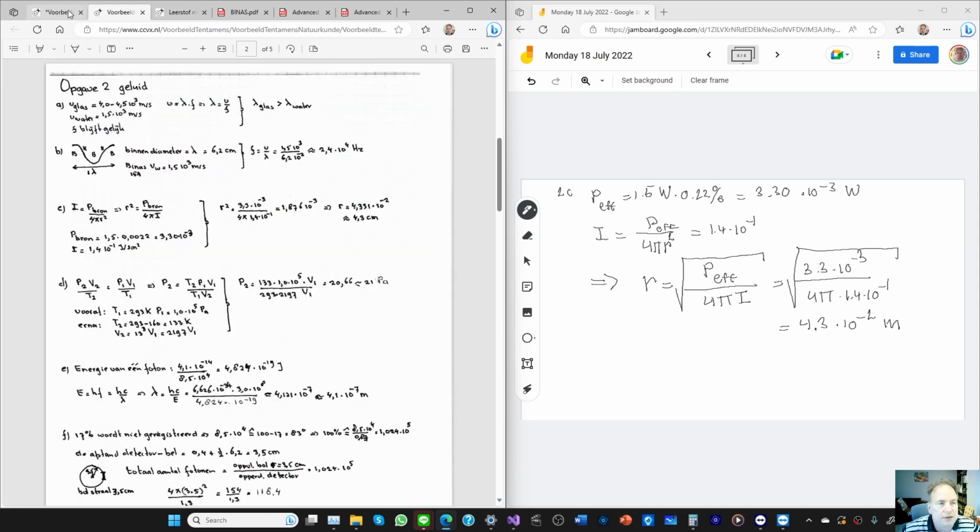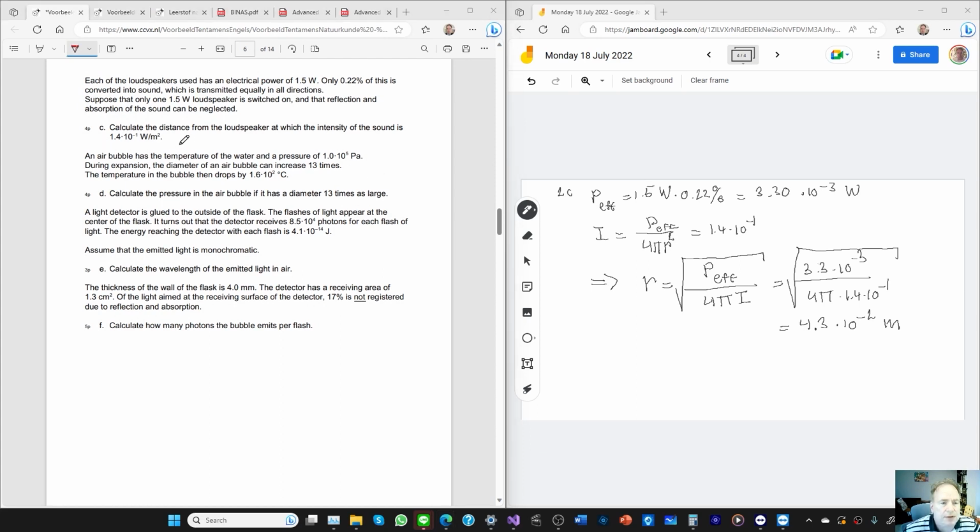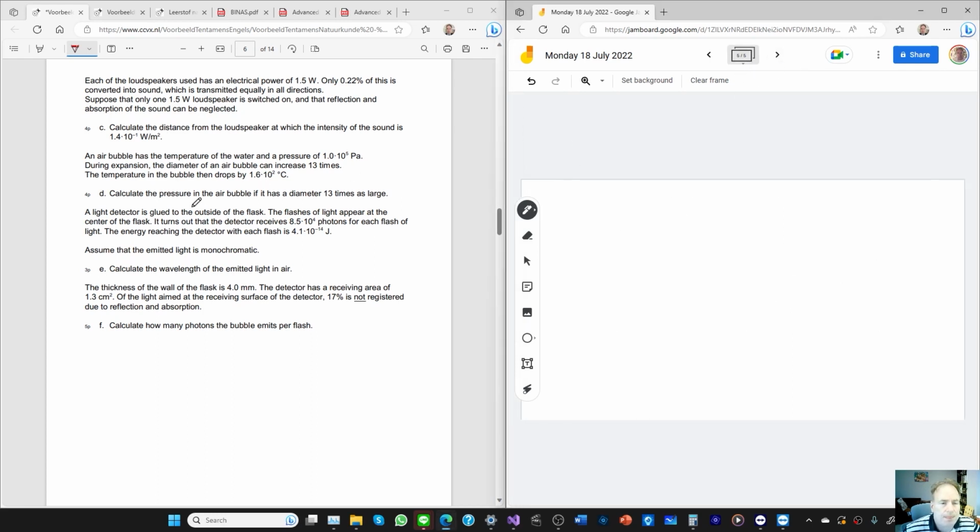All right, that's correct. An air bubble has the temperature of the water and a pressure given here. During expansion, the diameter of the air bubble can increase 13 times. The temperature in the bubble drops by 1.6 times 10 to the power 2 degrees Celsius. Calculate the pressure in the air bubble if it has a diameter 13 times as large.